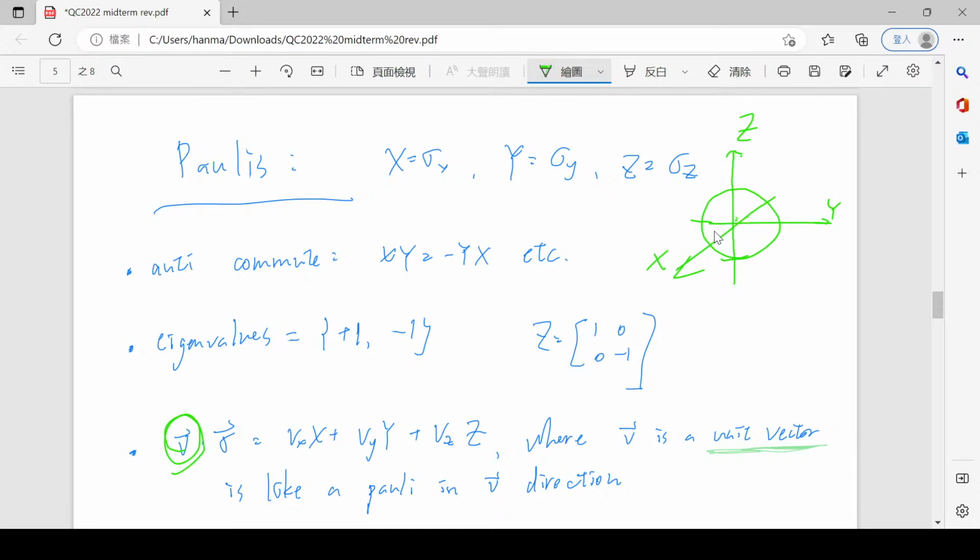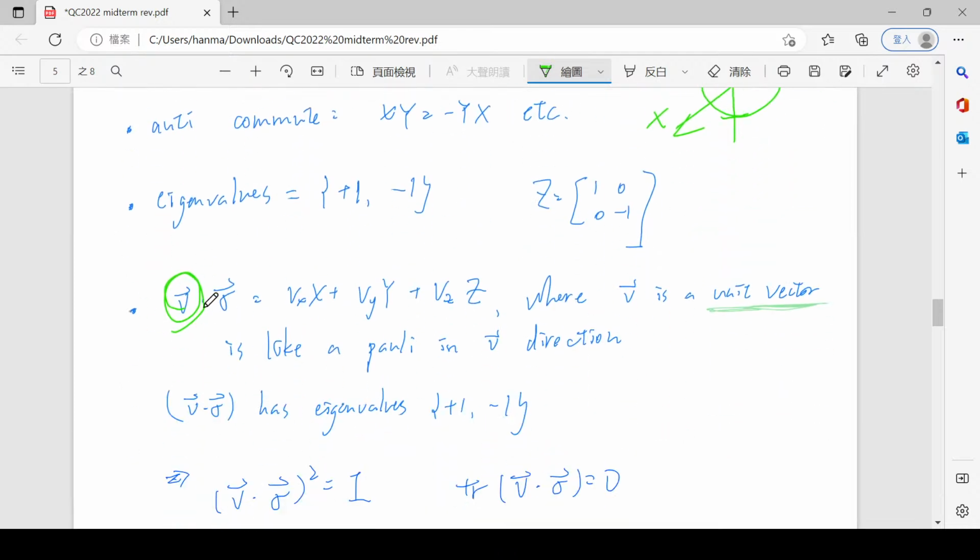And I should probably say anyway. So we can think about a unit vector as some point on the unit ball, right? And so this direction v will decide another Pauli vector, and you can calculate it by doing the inner product with this weird sigma vector.